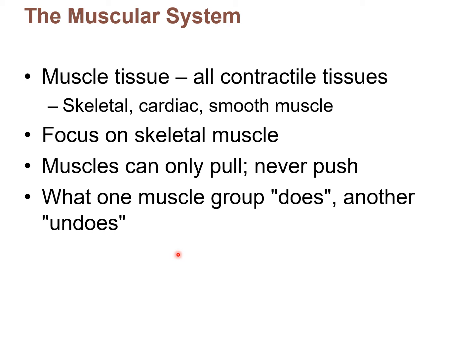Well, we know that there's three types of muscle that we've been through: skeletal, cardiac, and smooth. But in this chapter, we're going to be focusing on just the skeletal muscle. Skeletal muscle, if you remember, has at least one tendon at either end, one side being the origin, the other side being the insertion, which typically attach to bone. So when the muscle contracts, it pulls on the bone, right? They never push. And what one muscle group does, the other undoes. That needs more explanation, so we'll continue with that on the next slide.